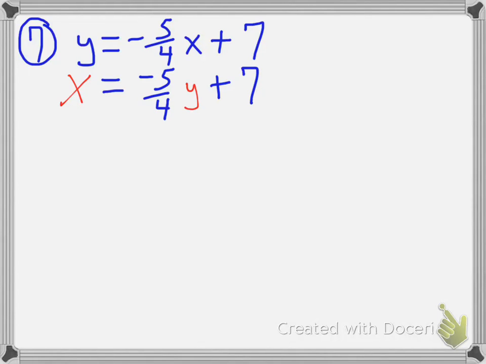So we've solved before. I have to get rid of this plus 7. I go minus 7 from here and minus 7 from here. So the plus 7 and the minus 7 will cancel, and that is going to leave us with x minus 7 on this side, and a negative 5 over 4 on this side.